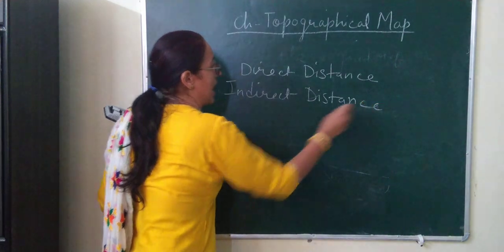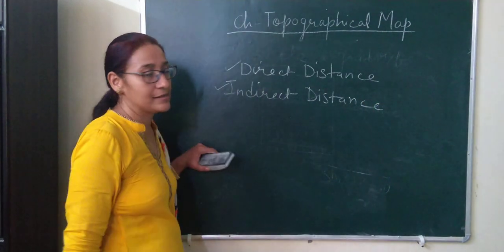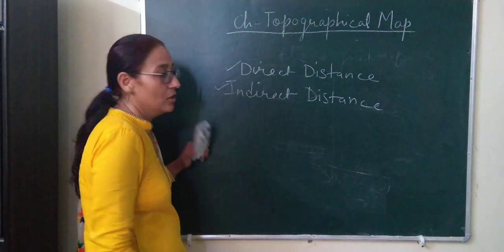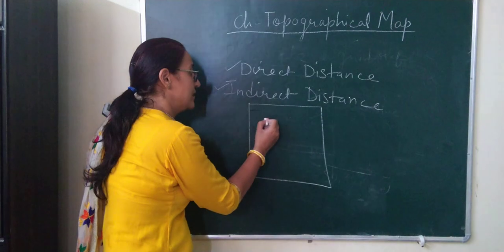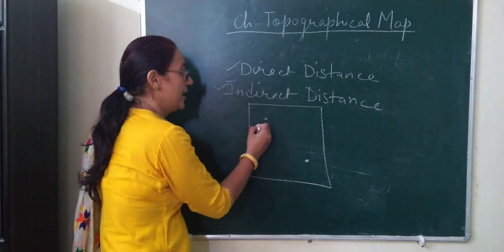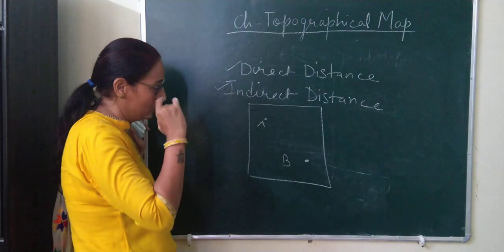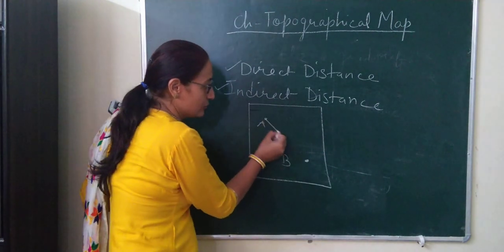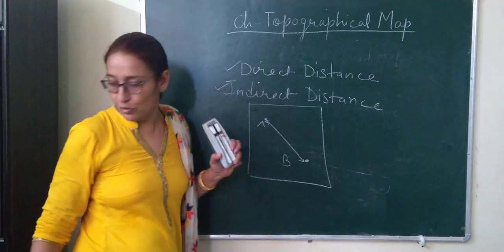So on a map, we use these two methods, direct distance and indirect distance. Suppose we have this map and two places are given here, place A and place B. We have to find out the direct distance between these two places. So which method will we use?